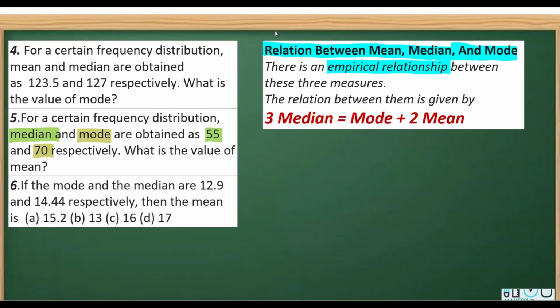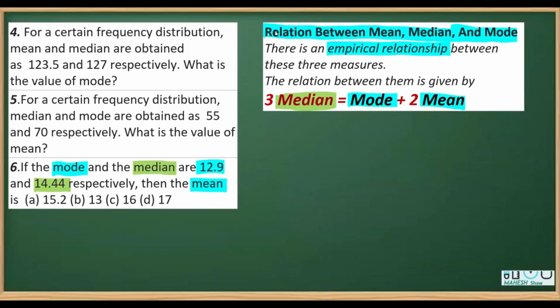Now coming to the last question here, I think it's again the same. It says if the mode and median are given as these values, we have to obtain the mean. So we can see here the mode, which is this, so I can replace mode here with 12.9, and we can replace the median, which is given as 14.44. So we can replace this median with 14.44. On transposing, you can get the value of the mean. So this way we can solve more questions like this.